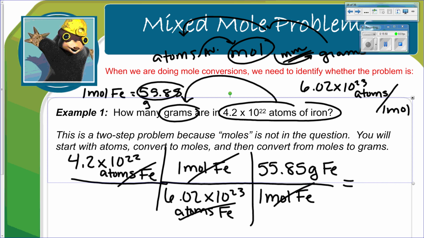You are going to multiply across and divide, and I'm looking for my work for this one, here it is. Okay, multiply across and divide, and you're going to get 3.9 grams of iron. It has to have two significant figures. That's a 3 right there. So 3.9 grams of iron.